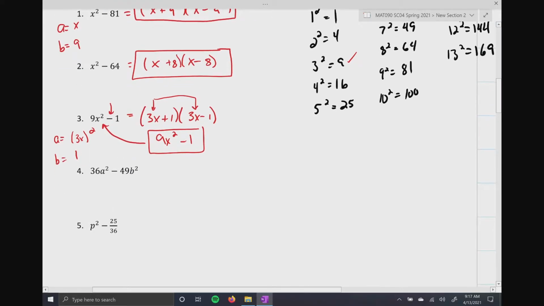All right? So I'm going to let you do number 4. I want somebody to tell me what number 4 equals. If you can get number 4, this is easy stuff.